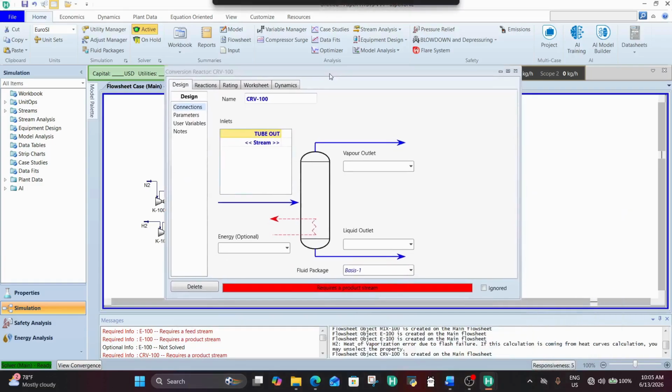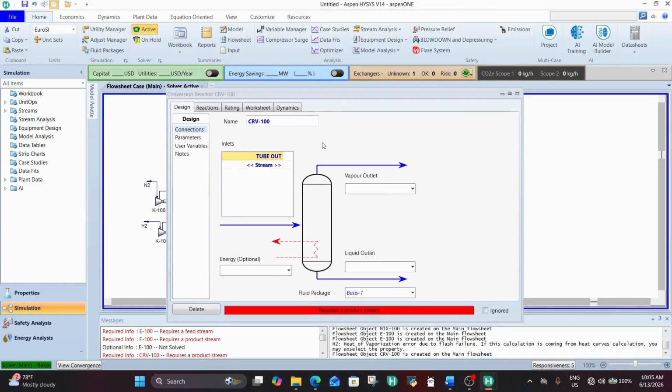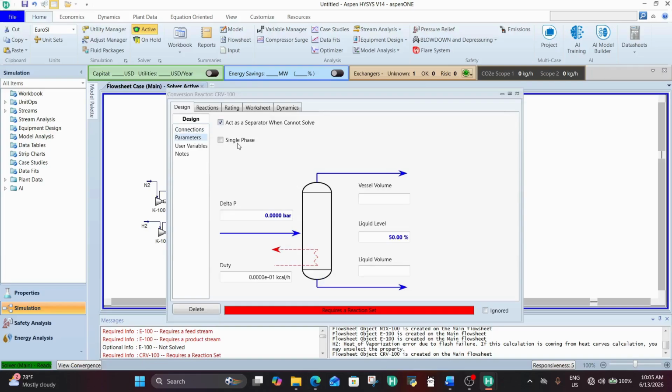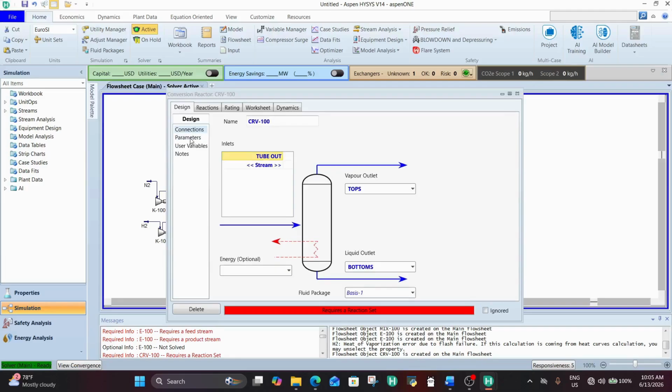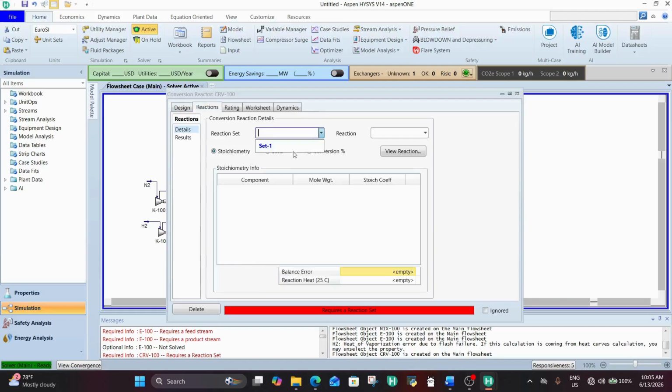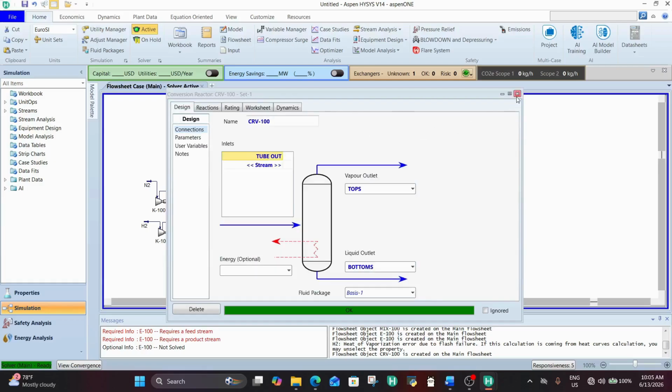We plug in our product reactor inlet, which contains our mixed compressed and heated hydrogen and nitrogen gas. We're going to call this, let's just call this tops, bottoms. Right, and then we specify single pass, yes, and we specify our reaction, and we have successfully converged the reactor.